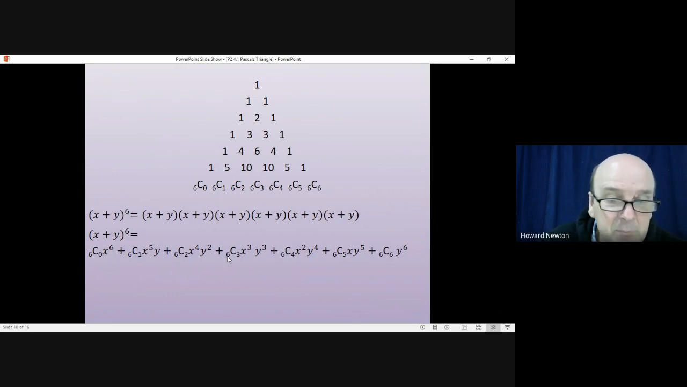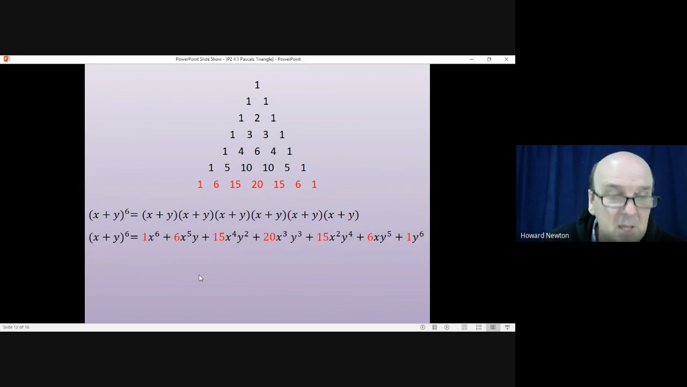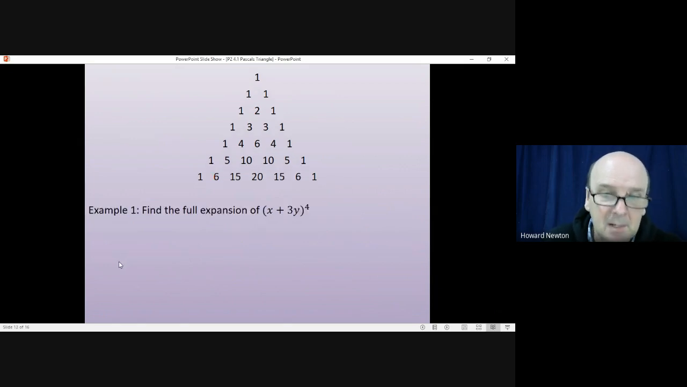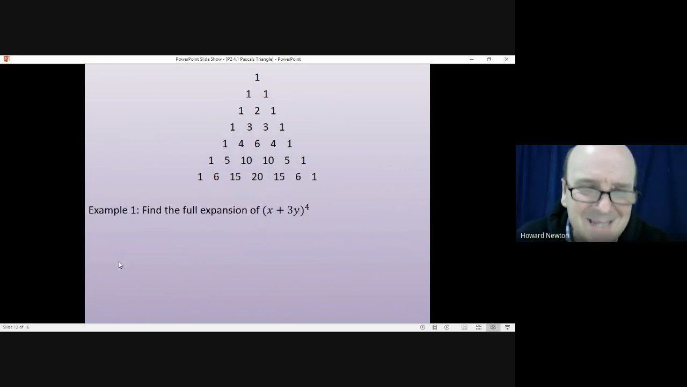And these numbers are just the numbers in the 6th row of Pascal's triangle. So they're those numbers. All I have to do is put those numbers down as the coefficients for each term, and that is x plus y to the power of 6 completely multiplied out without having to multiply any brackets together. Okay, let's see if that makes any sense.